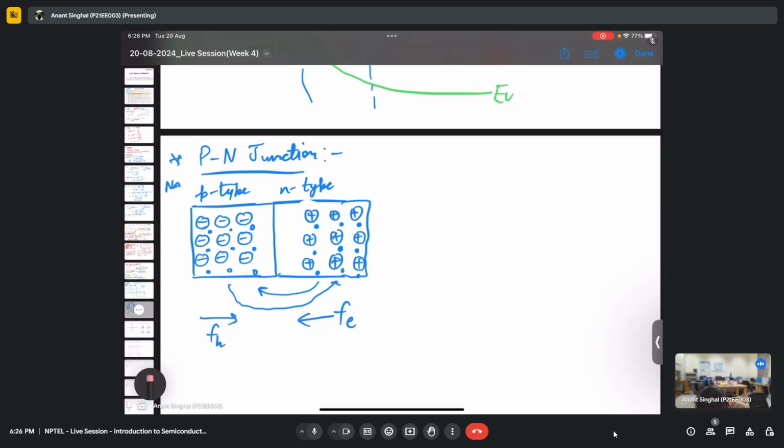Once we have the diffusion of electrons and holes, we have some region in which we are only left with depleted carriers. That is, they don't move. So after the diffusion of carriers, we have some region in which we only have the depleted carriers. By depleted carriers, I mean that they do not move, they are not doing any movement, and the electric field, we know, is from the positive to the negative side. This region is known as the depletion region for a PN junction.